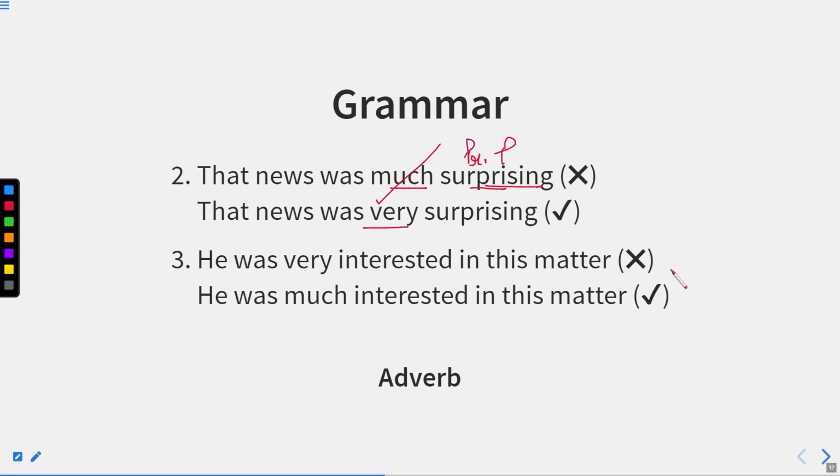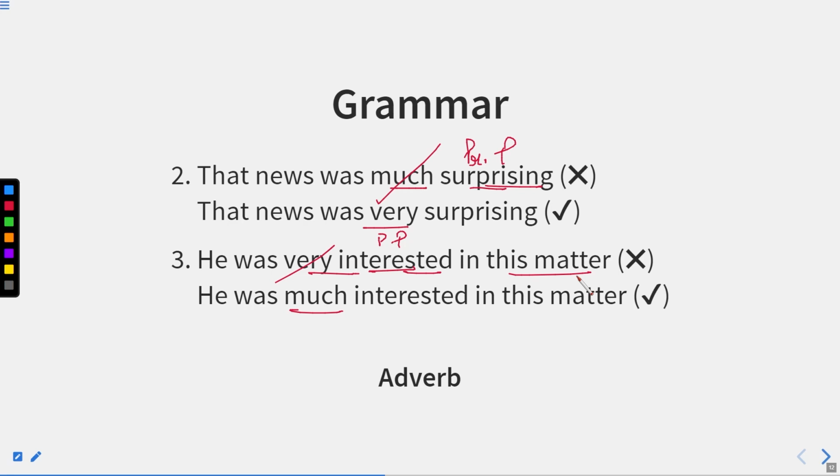That news was very shocking. So shocking, surprising, these are present participles. And if these are present participles, they should be preceded by very and not much. He was very interested in this matter. Now, interested is, of course, past participle. Now, if it is past participle, it should be preceded by much, not very. So, he was much interested in this matter. This will be the correct sentence.